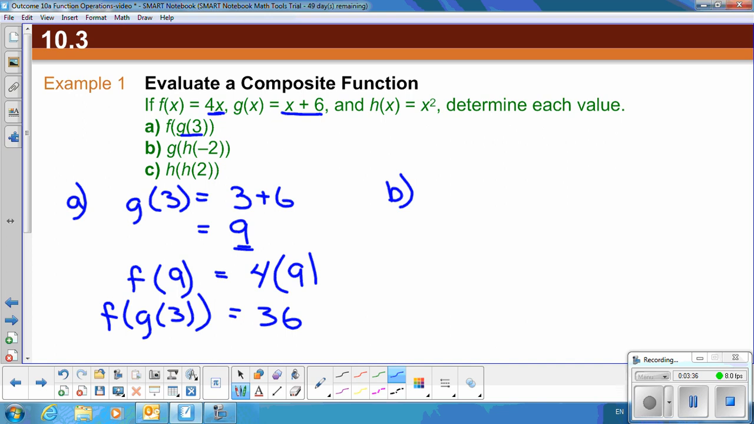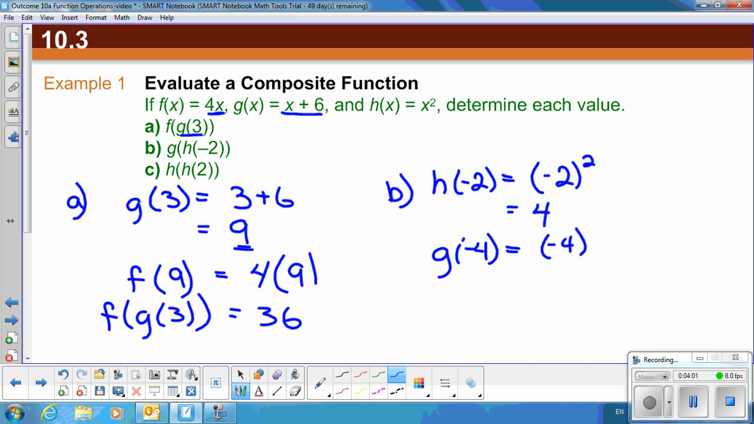Part B is g of h of negative 2. So again, I'm going to find h of negative 2 first. So I end up with negative 2 squared, or 4. I'm now going to take that value and substitute it into g of x. So I'm going to have g at 4 is equal to 4, plus 6, which is 10.